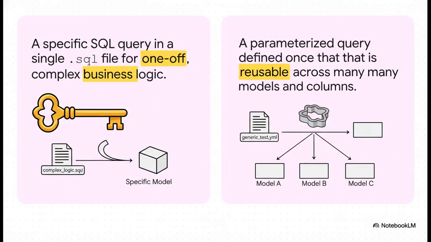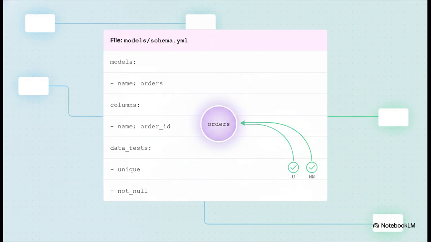Now, DBT gives you two main ways to write tests. For your really custom, one-of-a-kind business logic, you can write what's called a singular test in its own SQL file. But for all the common stuff, and this is what you'll use most of the time, you have generic tests. These are reusable checks like unique or not null that you can apply all over the place with just a couple lines of code.